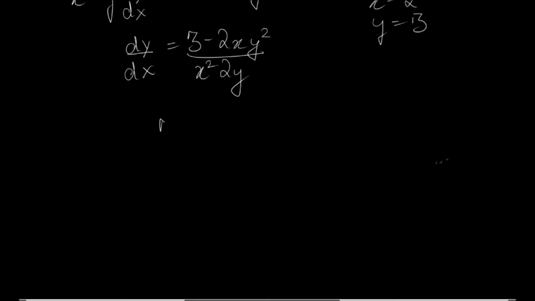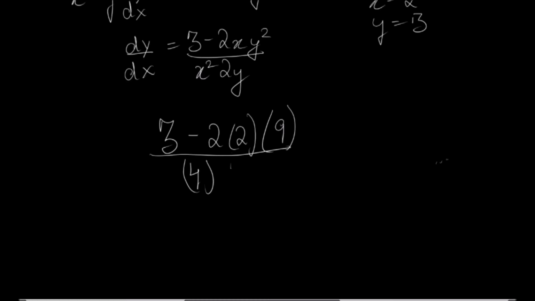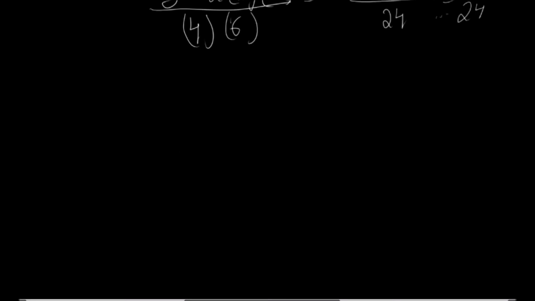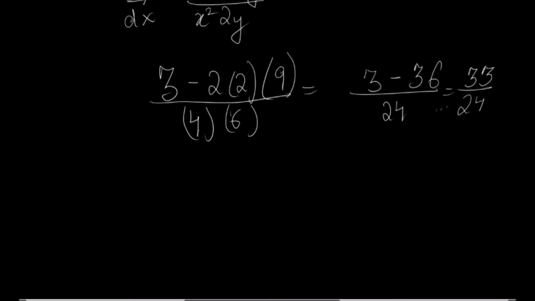Plugging that in, we'll have 3 minus 2 multiplied by 2, and 3 squared is 9, divided by 4 multiplied by 6, because 2 multiplied by 3 is 6. And that would be equal to 3 minus 36 over 24, which is negative 33 over 24. You can simplify it if you want. I'm just going to leave it at that.